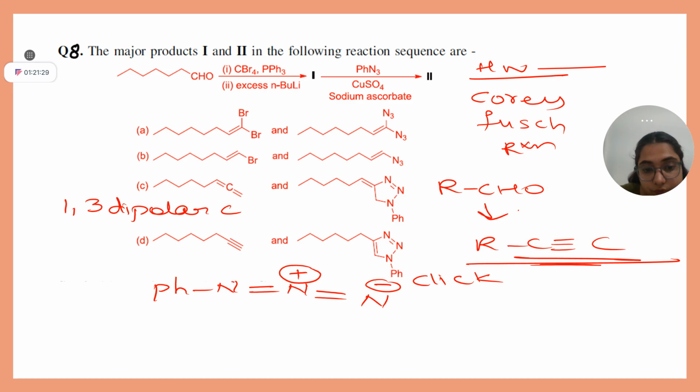Now what you have to do? You have these dipoles. Here positive charge will come. It will look like this: Ph N N double bond N negative. Can I write it like this?